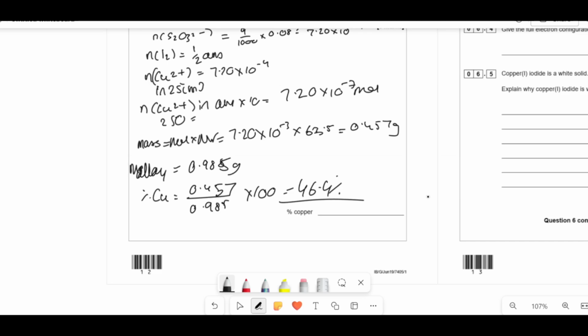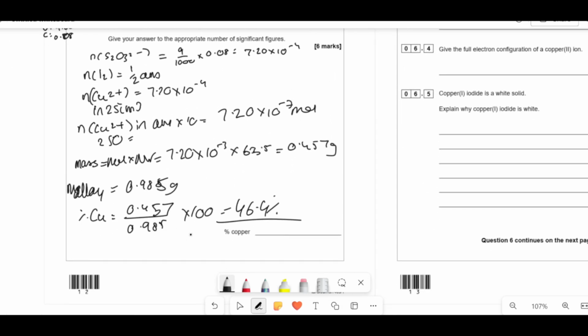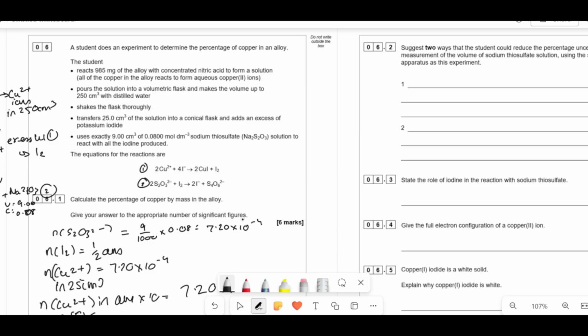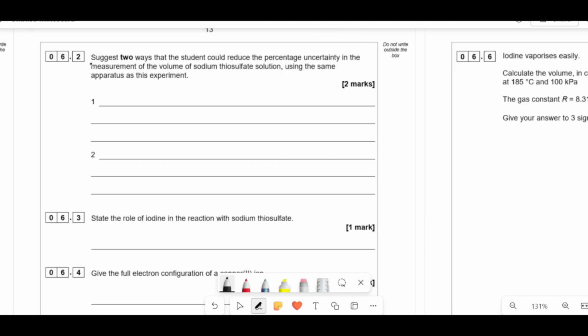If you absolutely can't do this, then fine, fair enough. Then you can blindly work out moles, but if you follow it step by step and just think what's reacting with what each step, it's actually not that hard. Now it says suggest 2 ways that the student can reduce the percentage uncertainty in the measurement of this.